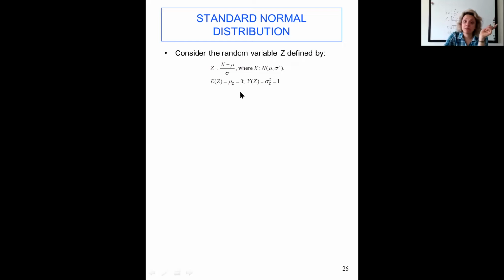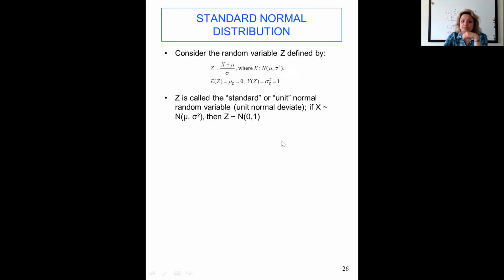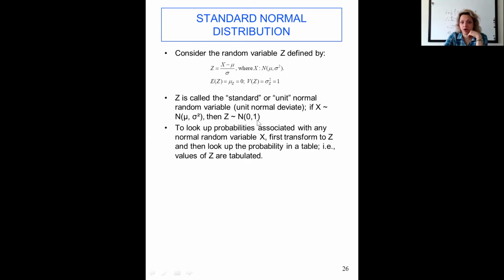If you put it in the variance equation, the variance is going to be 1 as well. So Z is called the standard or unit normal random variable, or normal unit deviate. If X is normally distributed with mean mu and variance sigma squared, then Z is normally distributed with a mean of 0 and a variance of 1.